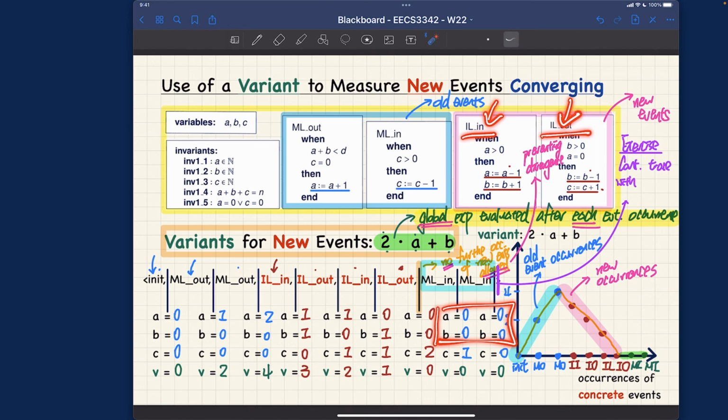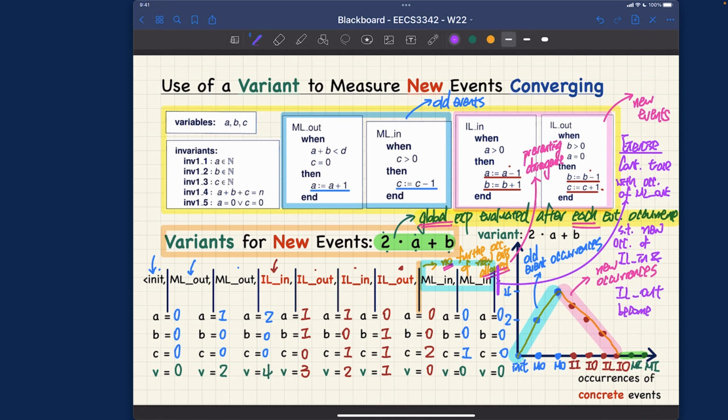It turns out the only way to really increase the value for the variance is by MLOut, as we did earlier, right? With occurrences of MLOut, such that new occurrences of ILN and also ILOut becomes possible. That's the exercise I would like you to do. Right, let me highlight it.